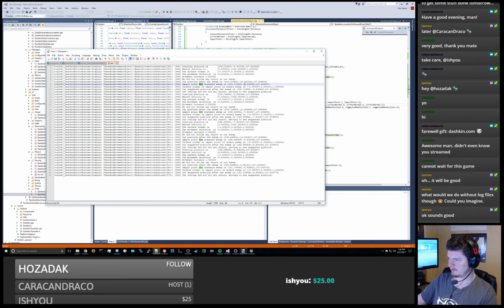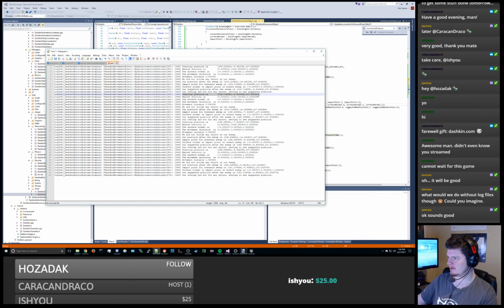The impact point for the sweep is again -6. Surface normal is again looking okay. Our suggested position after the sweep is again behind our actual position that we want, because we hit the left key. And then we didn't overlap anything, so we're setting to our new suggested position.